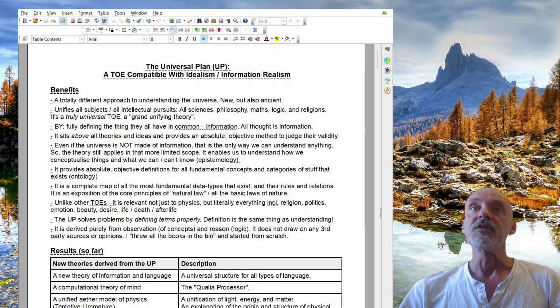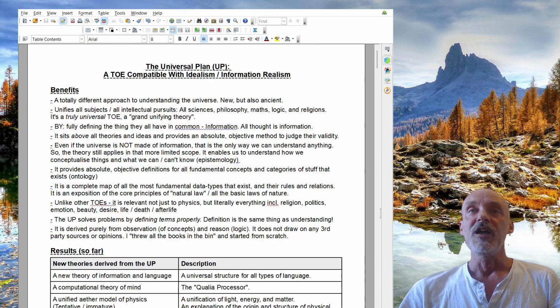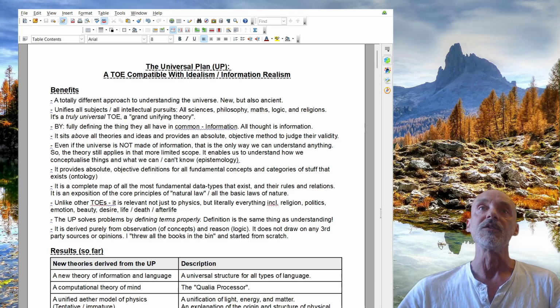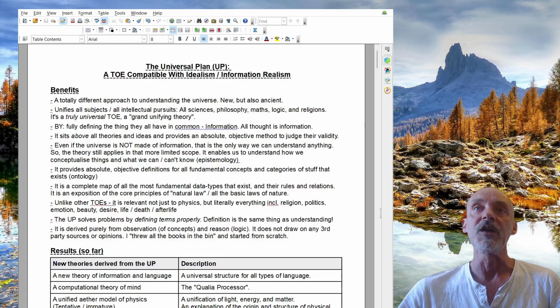Unlike other theories of everything, it's relevant not just to physics, but literally everything, including religion, politics, emotion, beauty, desire, life, death, afterlife, any topic that you can conceive of. The TOE is relevant to it. And it solves the problems that we have in the world with philosophy and science and so on simply by defining terms properly. Because definition is the same thing as understanding. If we can define these terms properly, then the mysteries essentially evaporate and things become very clear. And the reason why we don't understand things properly in the modern world is because we haven't defined our terms properly. It's basically as simple as that.